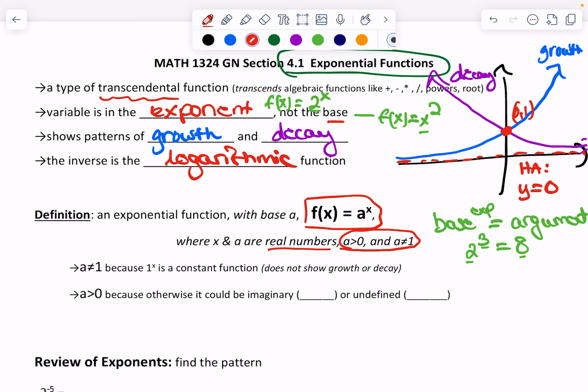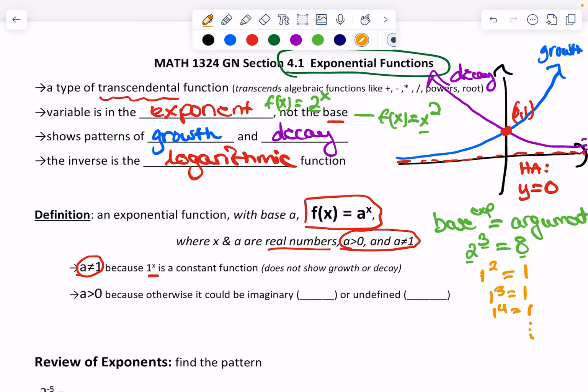Okay, a cannot equal 1 because 1 to the x is a constant function, does not show growth or decay. So if we start listing 1 to the power of 2, that's 1. 1 cubed is 1. 1 to the power of 4 is 1. Again, it continues on and on. So that is why a cannot equal 1.